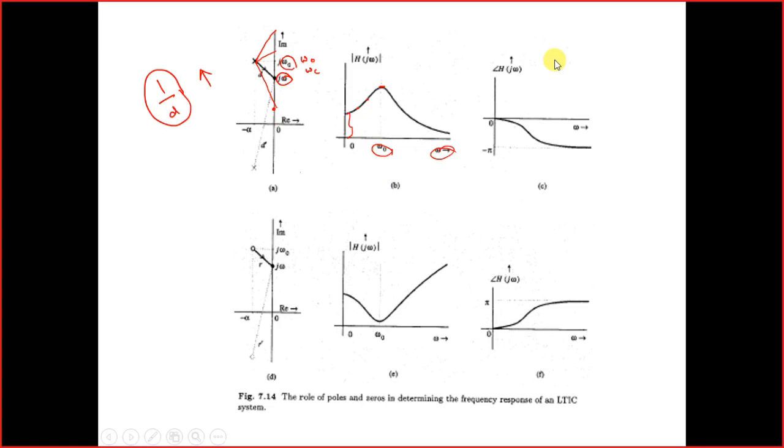Now consider the phase response. As I said to you, the phase response due to a pole would always be in the region of 0 to minus pi. Okay, so it will get a shape something like this.